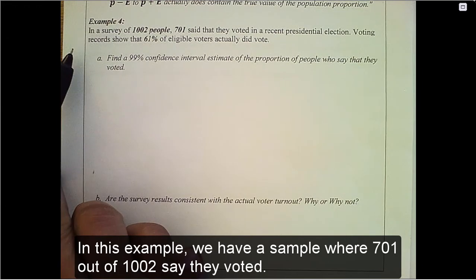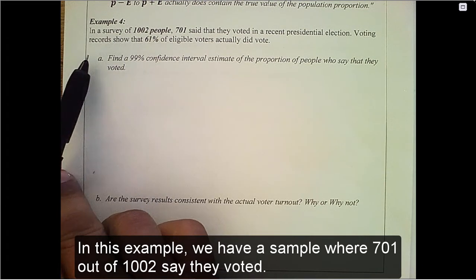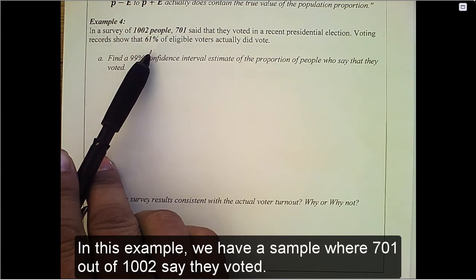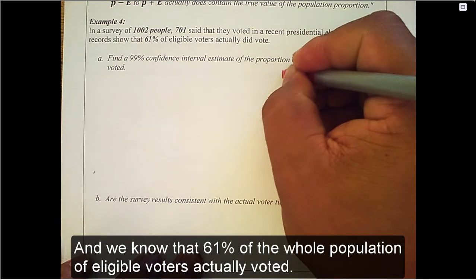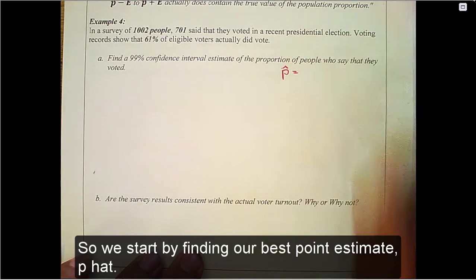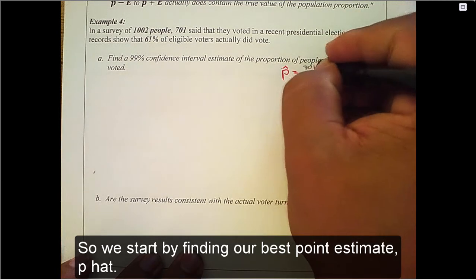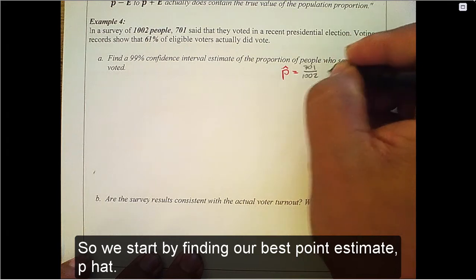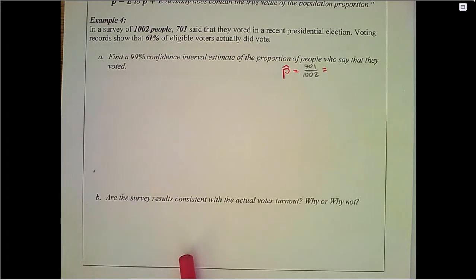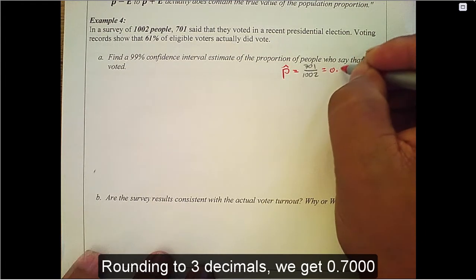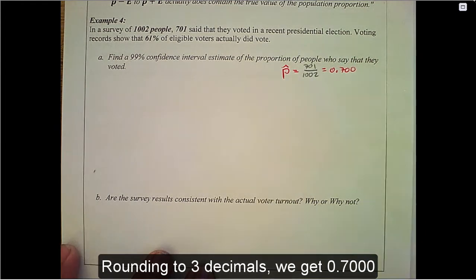In this example, we have a sample where 701 out of 1,002 say they voted. And we know that 61% of the whole population of eligible voters actually voted. So we start by finding our best point estimate, p hat. Rounding to 3 decimals, we get 0.700.